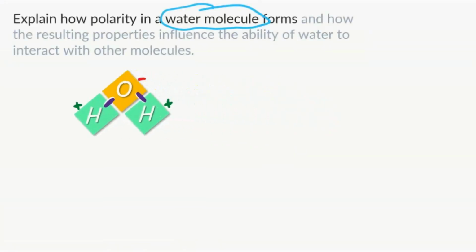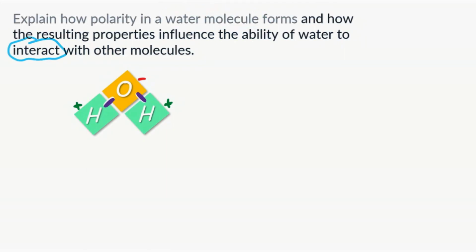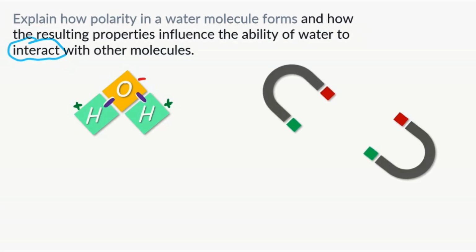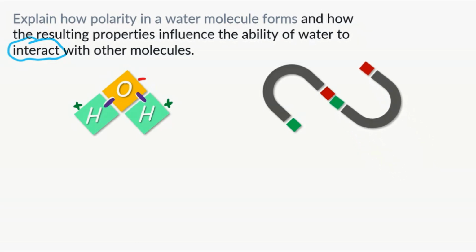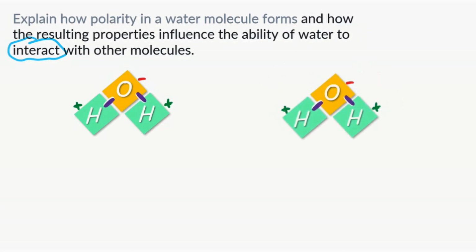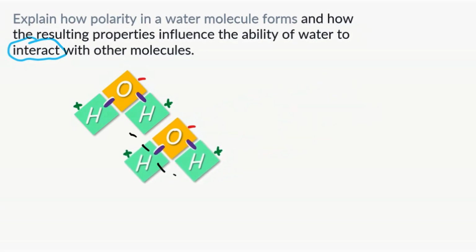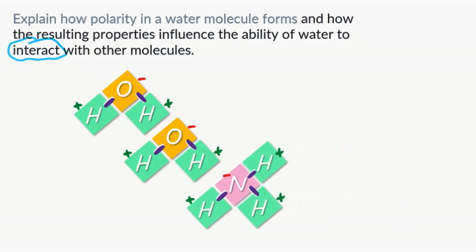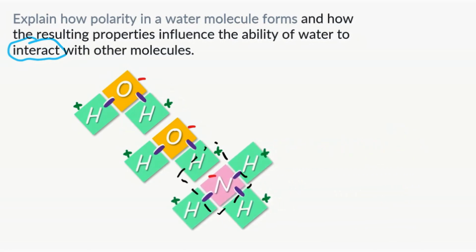But who cares? How does water's polarity influence its ability to interact with other molecules? Let's think back to magnets. If we have a magnet with positive and negative ends, the positive end will be attracted to the negative end of the other magnet, right? Same for polar molecules. Water can form bonds with other polar molecules, like other water molecules, or even molecules such as ammonia. And it has a high likelihood, therefore, to form hydrogen bonds with other molecules specifically.